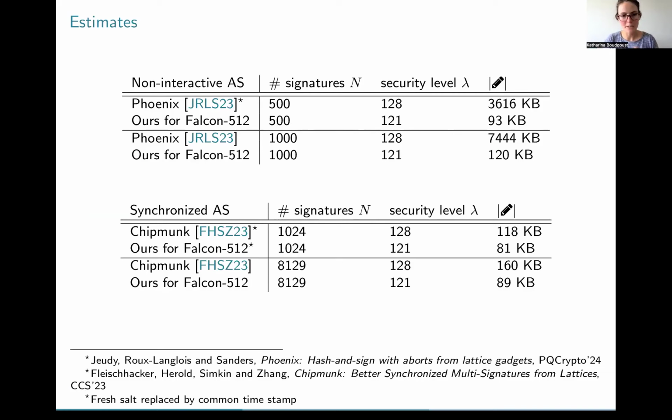of sticking with Falcon as it's going to be standardized, you can use the synchronized version of Falcon where you replace the seed by the timestamp. And then you don't have to send the seeds. So you're really getting logarithmic. And then you can see that the proof sizes are even more interesting. So now we can go down to 89 kilobytes.